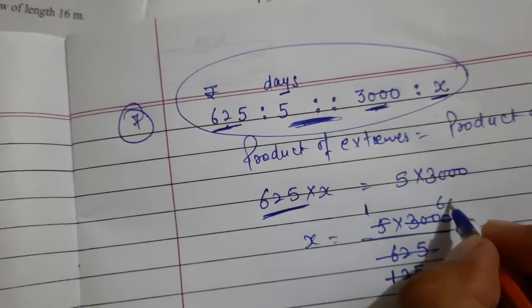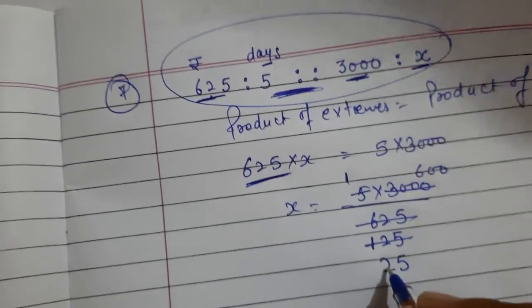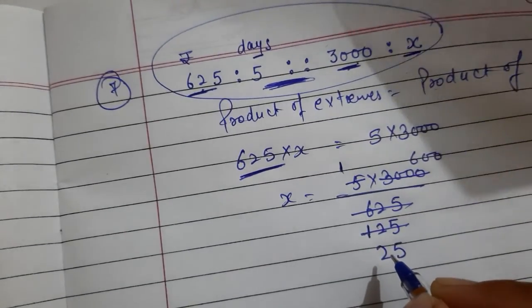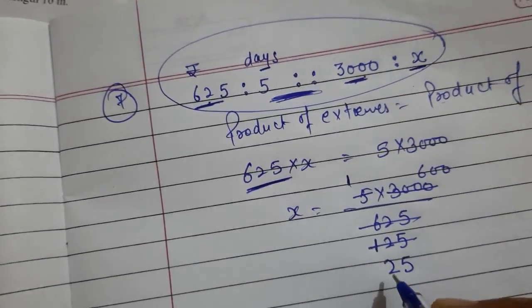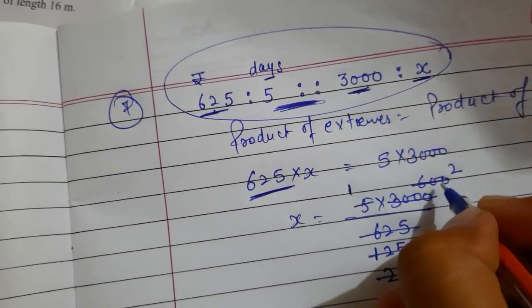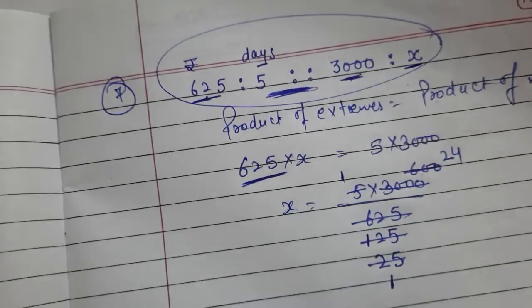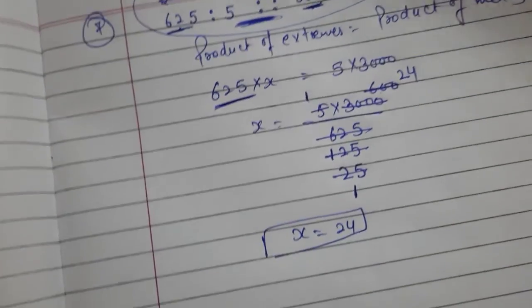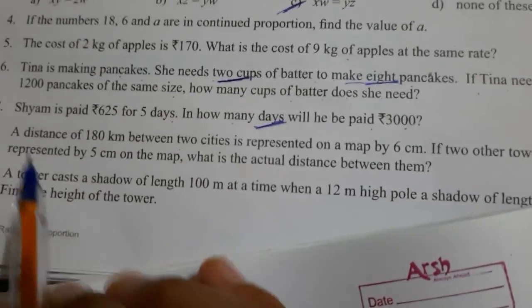5 twos are 10, 5 fives are 25. Here also 600 will come, again cut on the 25 table if you want. 25 ones are 25, 25 twos are 50, 25 fours are 100. So x is equal to 24. Answer came. Clear? Next, see the 8th question.